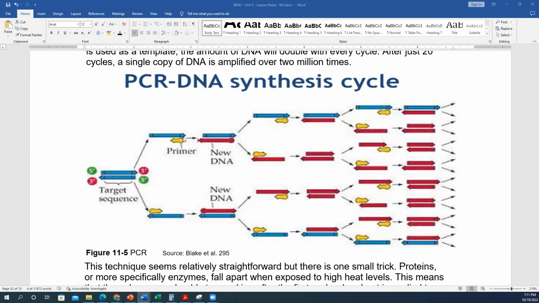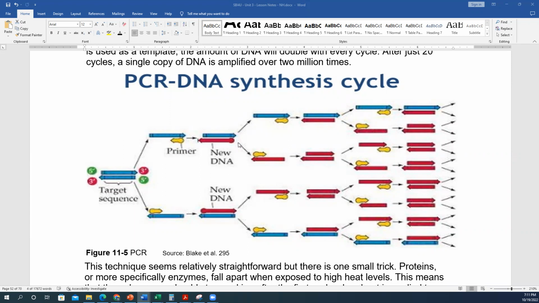And we'll use these strands as a template. Given that in this solution you also have free nucleotides, so A's and T's and C's and G's, DNA polymerase will string together all of these nucleotides to create the complementary, new DNA in both of these cases. So DNA polymerase will start building the new strands. So now the DNA is replicated, and you have double-stranded DNA again.